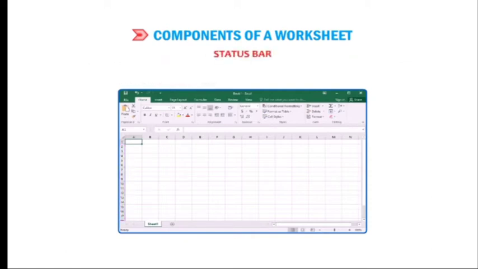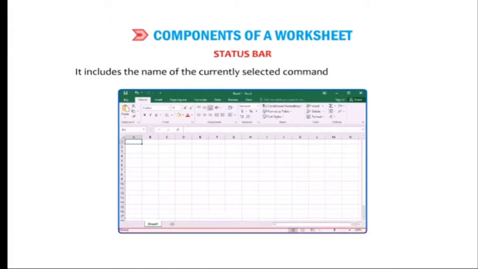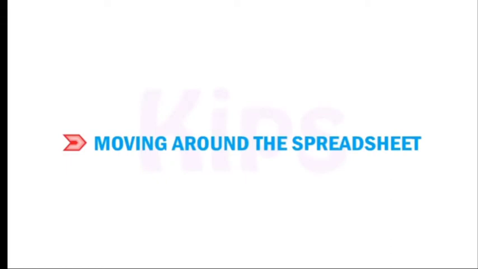Status bar. The status bar is located at the bottom of the Excel window. It gives us information about the current selection. It includes the name of the currently selected command or current activity. It also displays warning messages. Let us learn how to move around the spreadsheet.